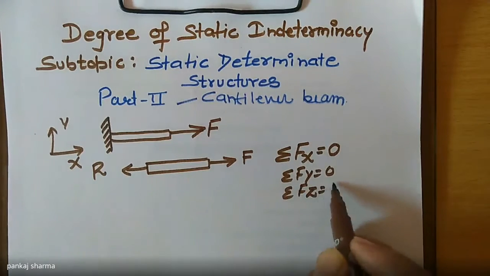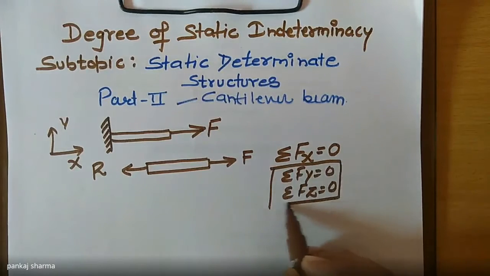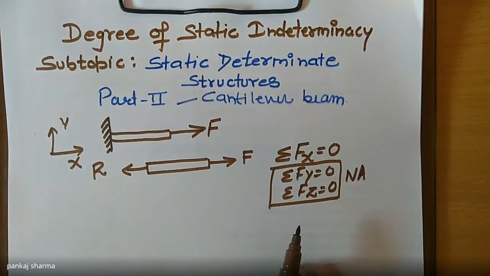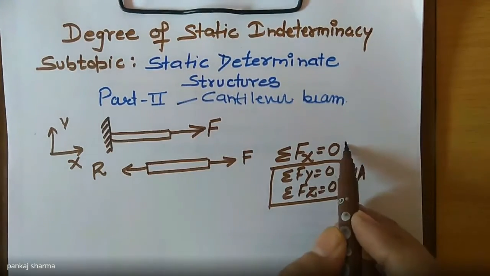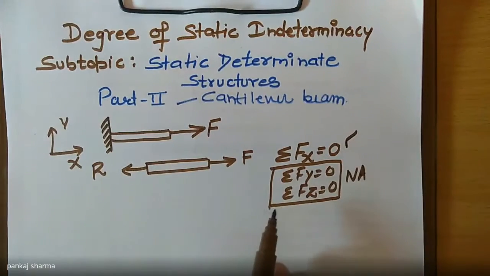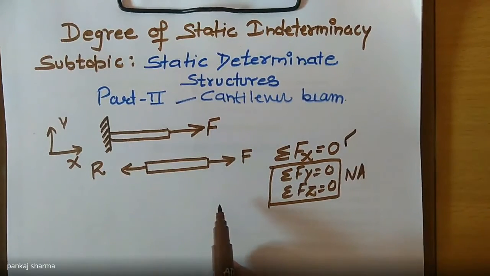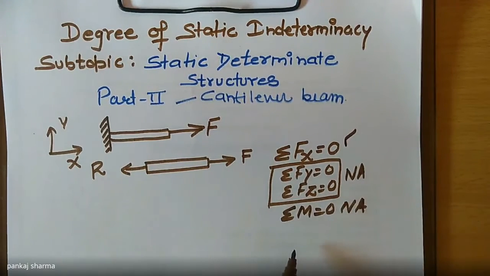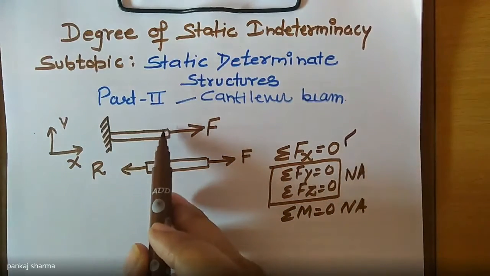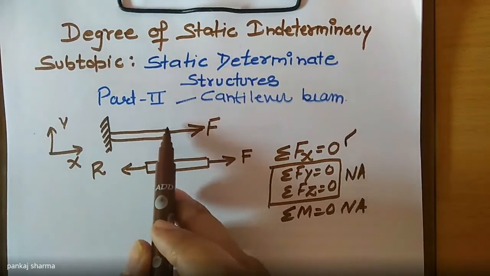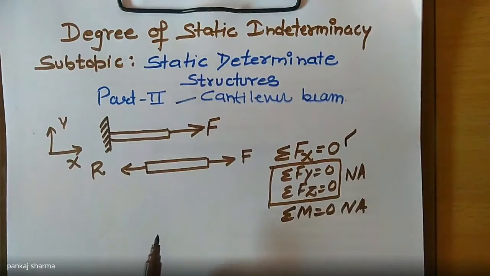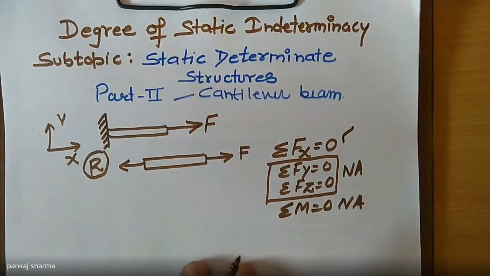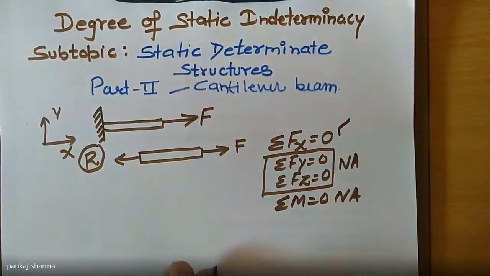There are no forces along the Y and Z directions. So these are non-applicable equations. These are not useful. Only Fx equal to 0 we can calculate, it is useful. Net moment equal to 0 is again not useful because there is no external force which tries to bend this beam. So only a single reaction is there. So only Fx equal to 0 is useful.